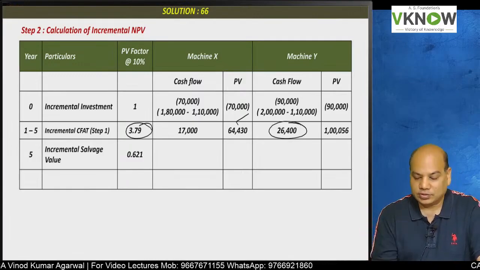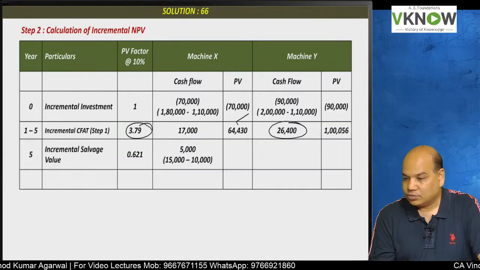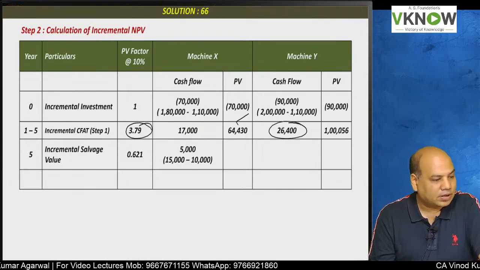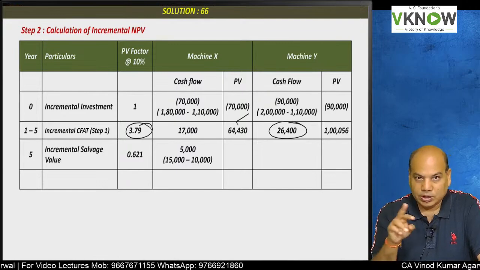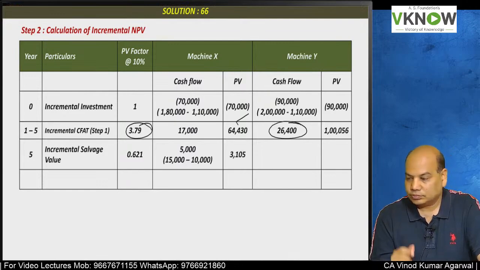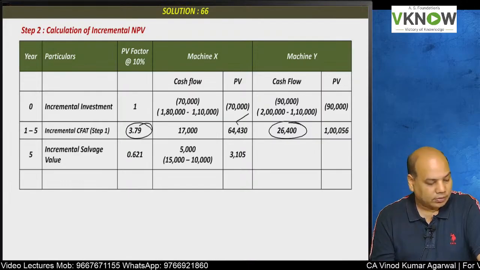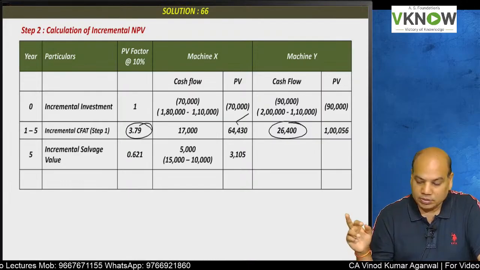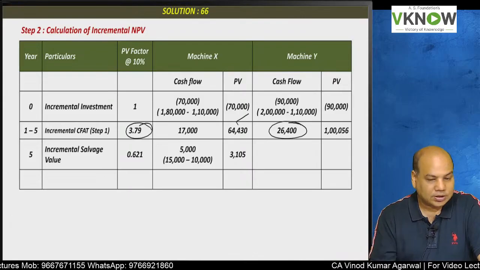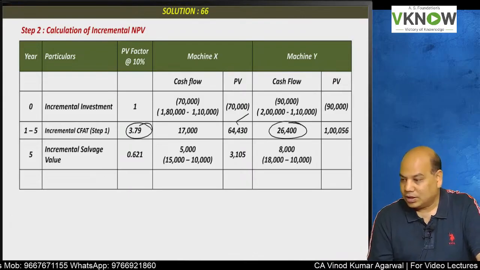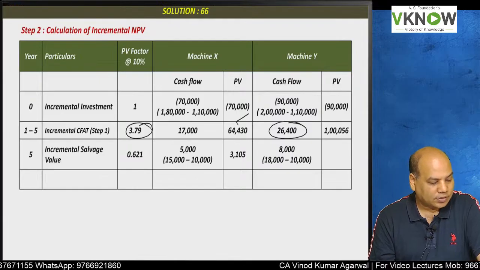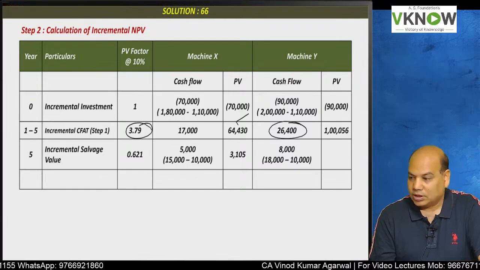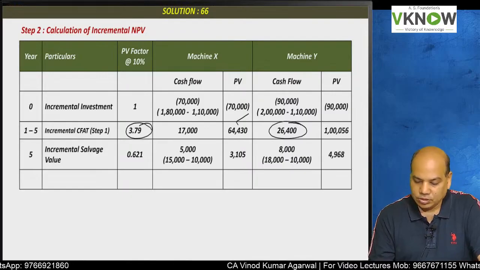15,000 minus 10,000. Write calculation also. 15,000 minus 10,000, 5,000. Present value multiply by 0.621, 3105. And if you replace by machine Y, 18,000 minus 10,000. Question in front of you, last 5-6 lines. 8,000 multiply by 0.621, 4968.